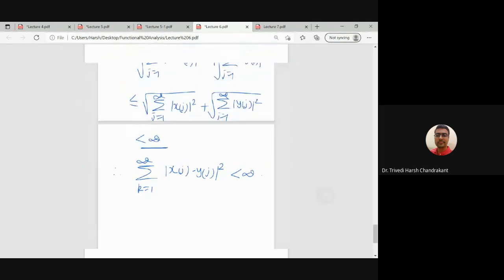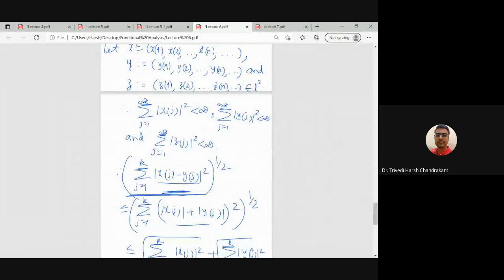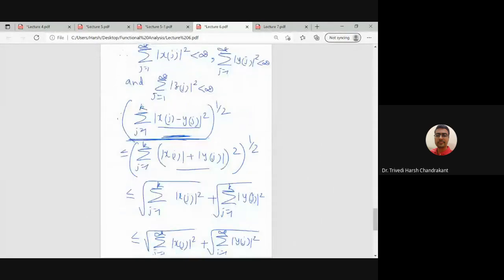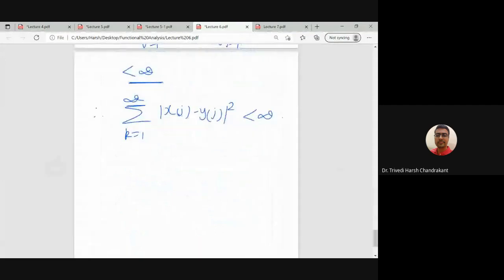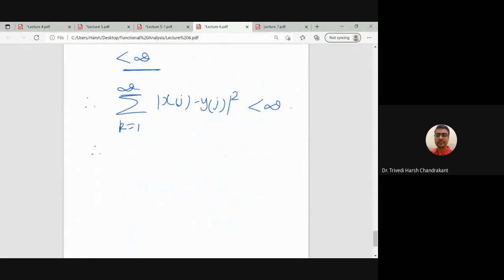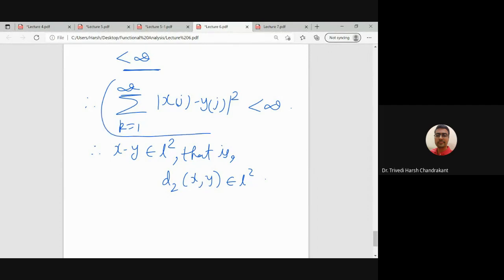So what we have shown is that whenever x and y belong to L2, the sequence x minus y also belongs to L2. Or in other words, the d2 distance of x and y is finite. This is the d2 distance of x and y, d2(x,y).